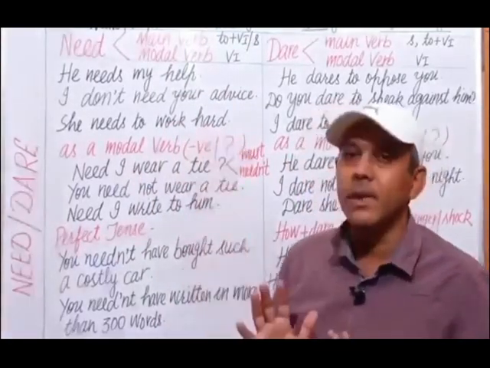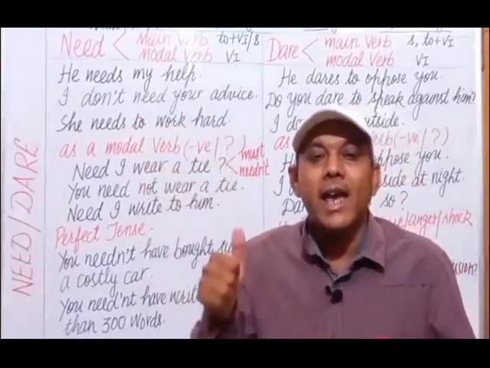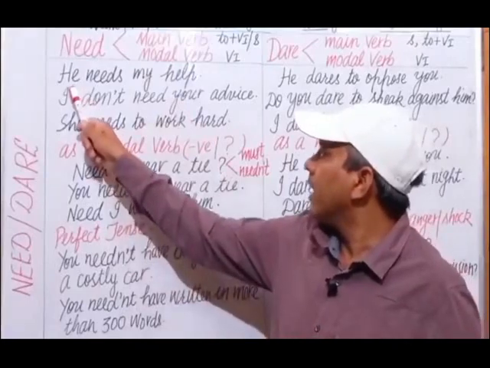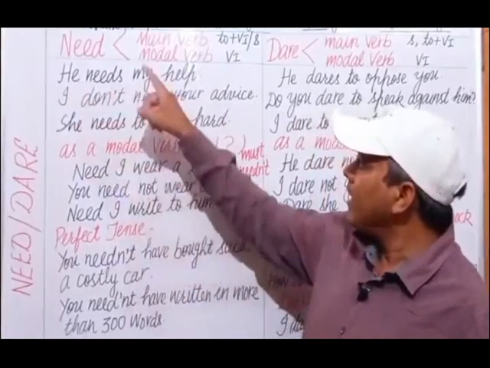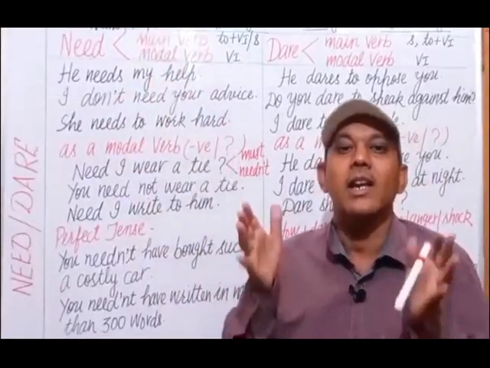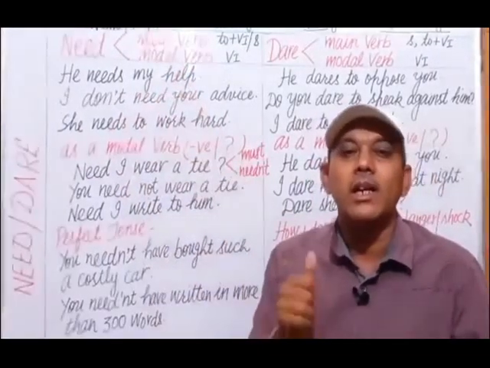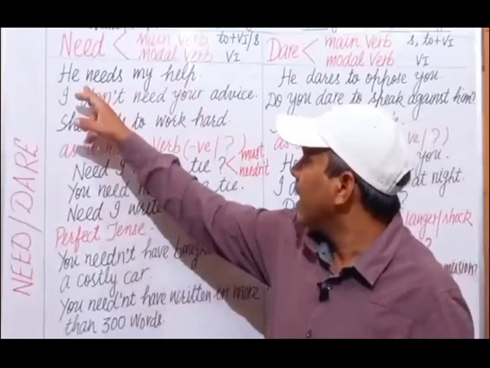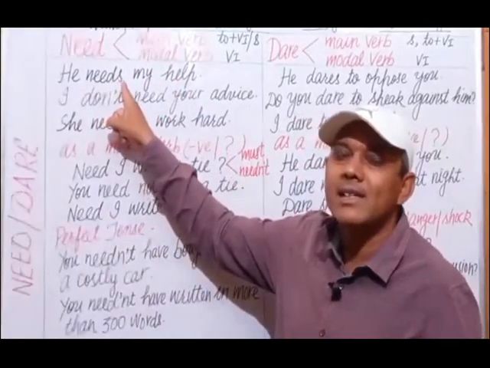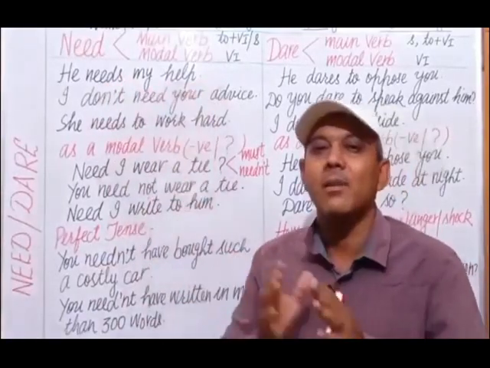Let us take some examples. First of all, I am taking the examples of need as an ordinary verb. Read these three sentences. First, he needs my help. When need is used as a main verb, it means want, require. But when it is used as a modal verb, it means necessary. He needs my help means this need is V1 plus S, used here as a main verb. Means he requires my help.